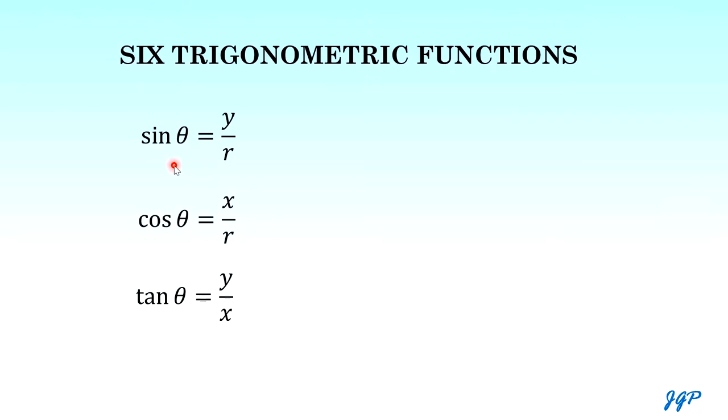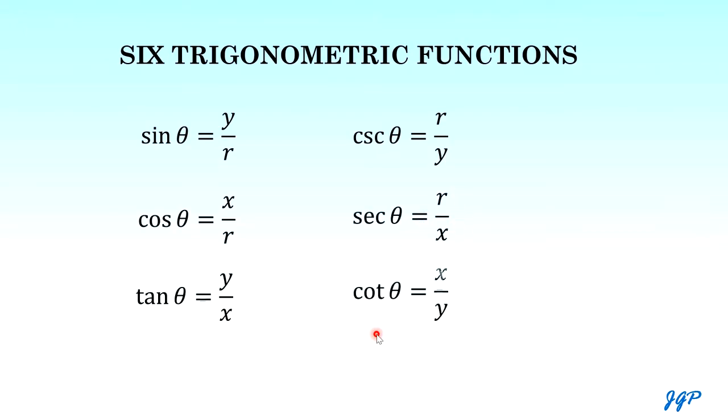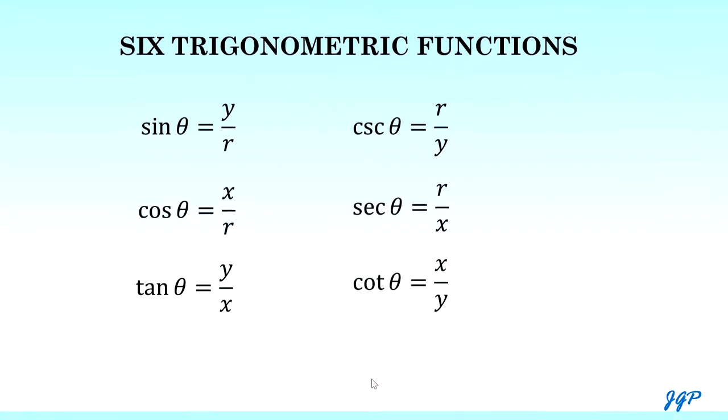So let's have the reciprocal of sine theta. And that is cosecant theta, that is equal to r over y. For the reciprocal of cosine theta, we have secant theta, and that is equal to r over x. And for the reciprocal of our tangent theta, we have cotangent theta, and that is equal to x over y. So let's have an example.